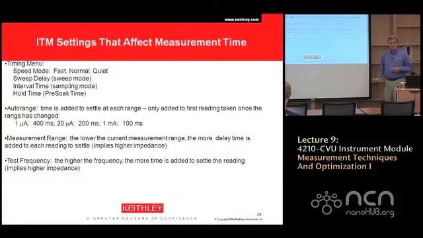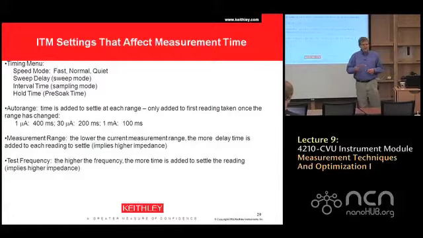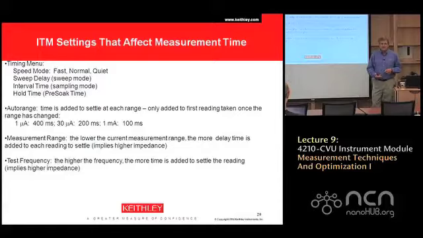400 milliseconds if you're going down to the lowest range, 200 milliseconds for the intermediate range, and 100 milliseconds for the highest range. So this is one of the penalties that you pay if you want to use an auto range on your AC impedance measurement. This is also why I recommended earlier to just choose the appropriate range and to not use auto range. This is a pretty stiff penalty to pay to allow the instrument to automatically select a range for you.